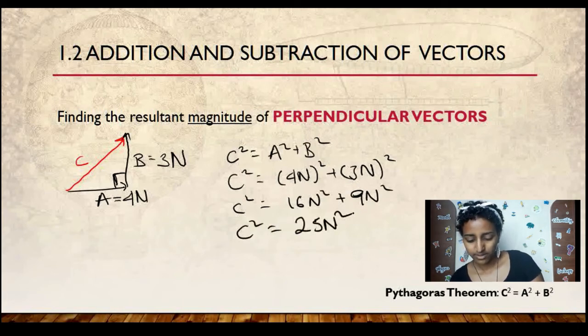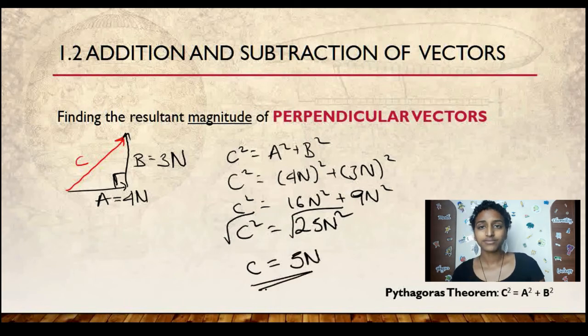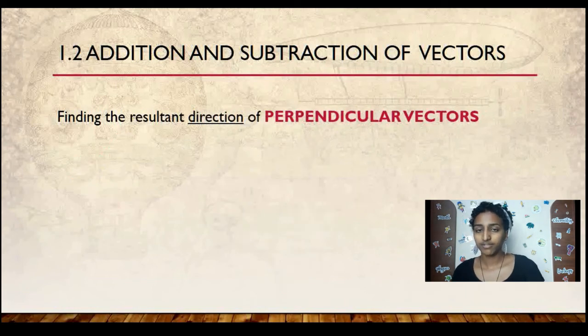In order to get rid of the squared, we can square root both sides, and we get the final answer, C is equal to 5 Newton. And voila, we found the magnitude of C, which is our resultant vector. Next, we have to find the direction of the perpendicular vector.